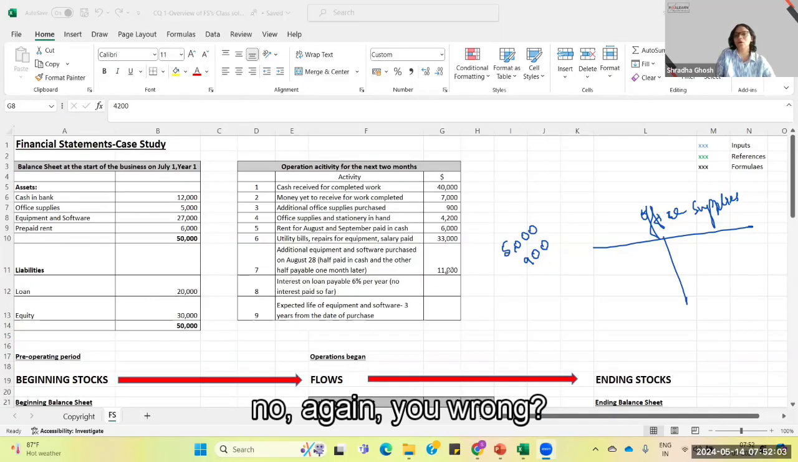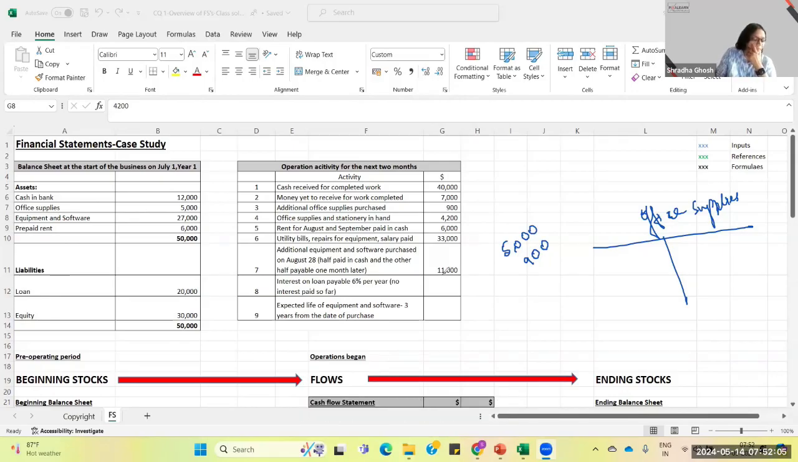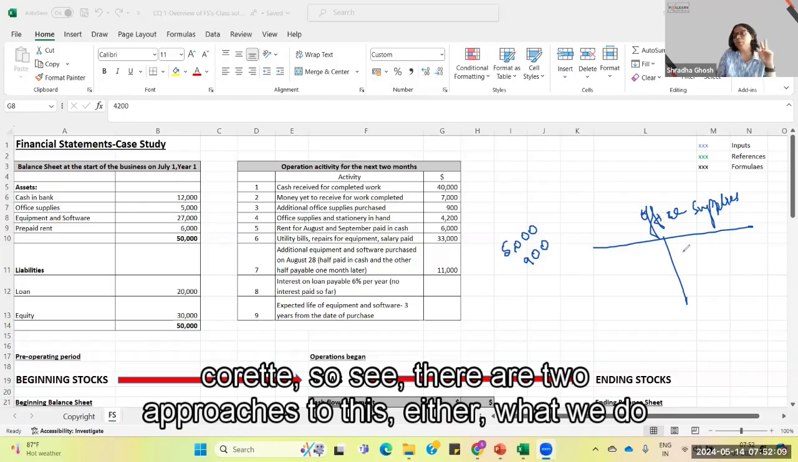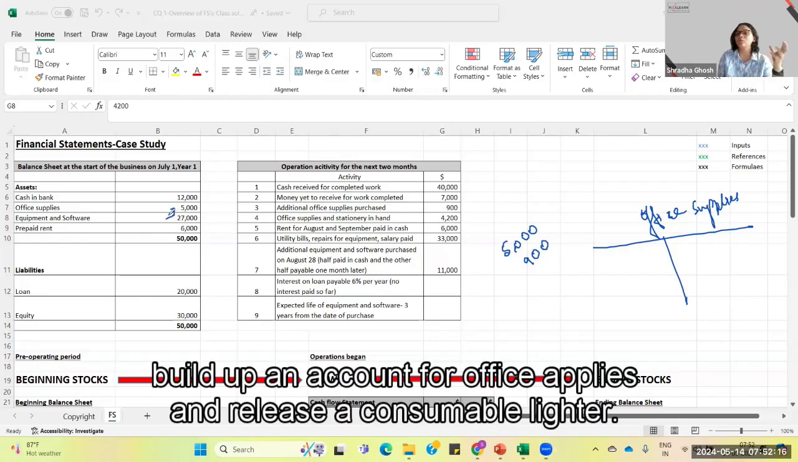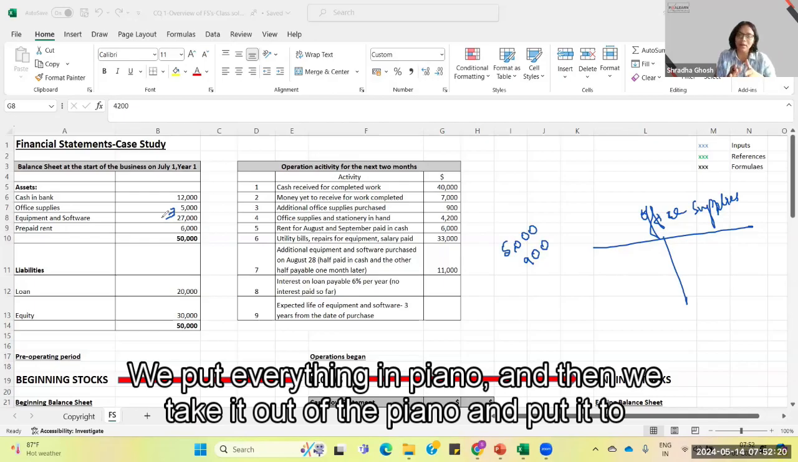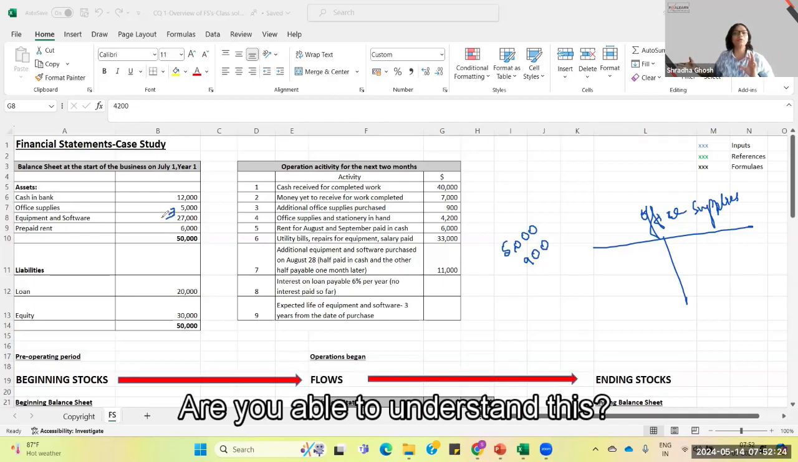No, again, you're wrong. Yeah, exactly. Correct. So there are two approaches to this. Now this was a first time business, so we have developed and built up an account for office supplies. Generally, it's a consumable item. We put everything in P&L and then we take it out from the P&L and put it to the balance sheet. Are you able to understand this?